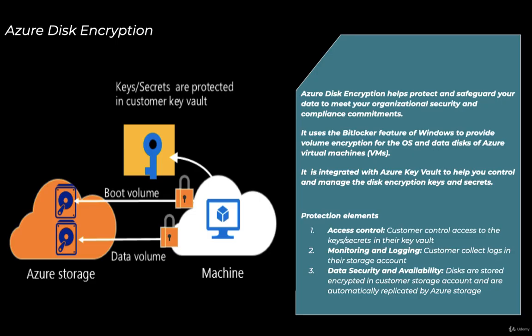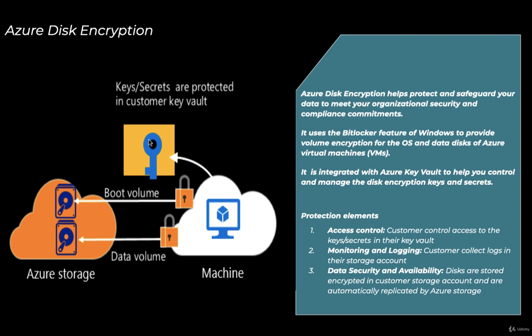So what is Azure Disk Encryption? Disk encryption is a service in Azure that allows you to encrypt the data stored on your virtual machines, whether Windows or Linux. For Windows, it uses BitLocker, and for Linux, you can use dm-crypt, which has all the features. Both are existing industry standards used to encrypt the OS disk volumes and data volumes in your virtual machines. Azure Disk Encryption helps you protect and safeguard your data to meet organization security and compliance requirements. It uses BitLocker for Windows and dm-crypt for Linux.